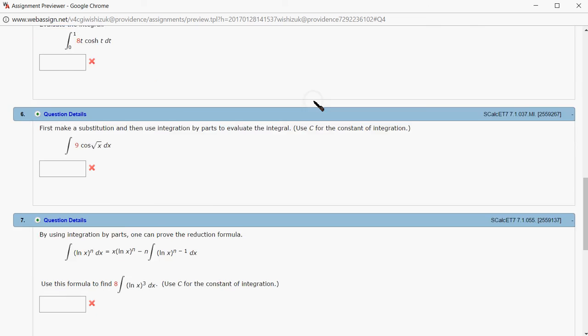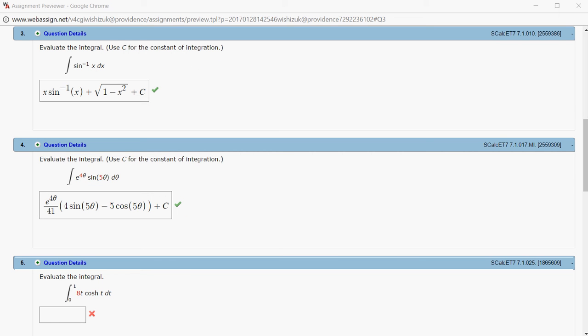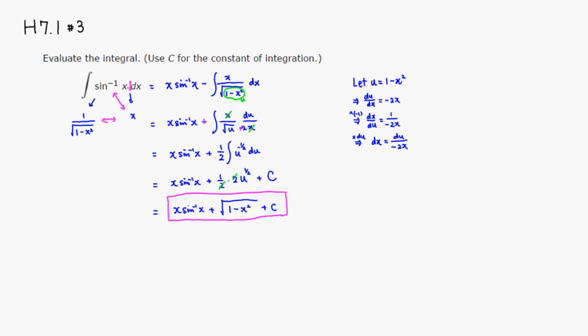Alright, so let's submit for testing. All right, it came back. Looks like we got this one correctly. All right, that's it. I hope that this was clear.